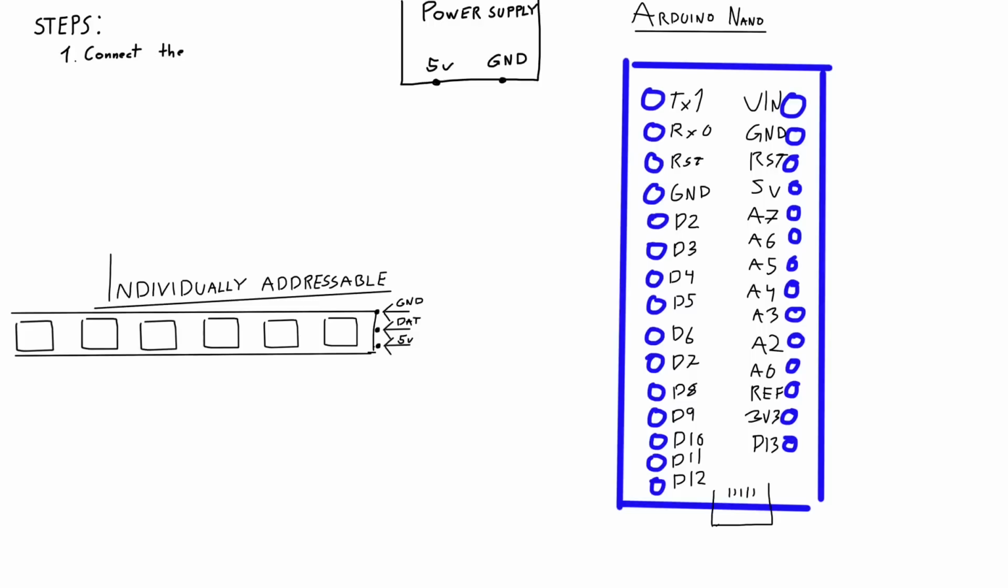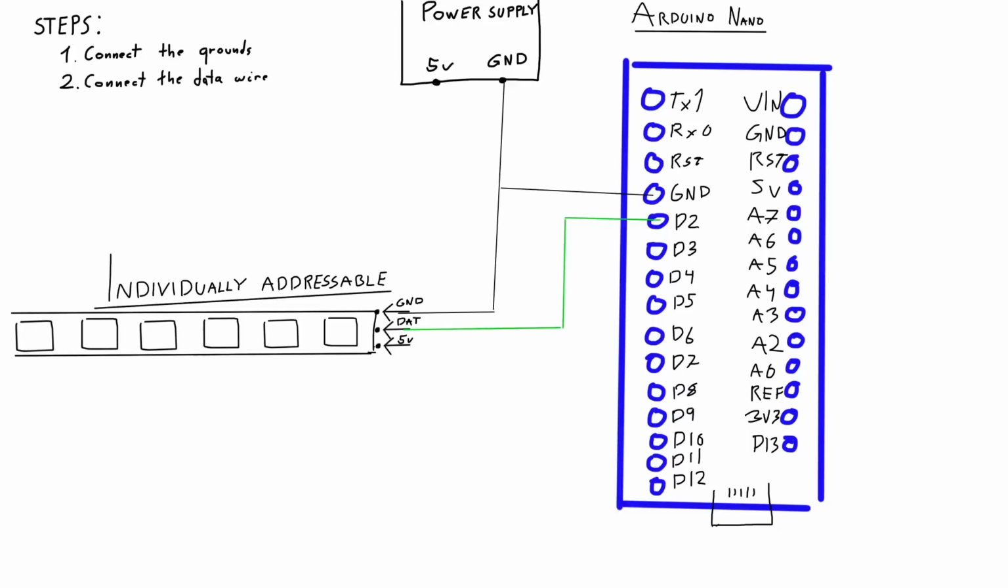The first step is to connect all the grounds, meaning that both the grounds from the Arduino and the LED strip have to go to the power supply. The second step is to connect the data connector to any of the Arduino's digital output pins. These are the pins marked with a D and a number. The third and final step is to connect the 5V output from the power supply to the LED strip.